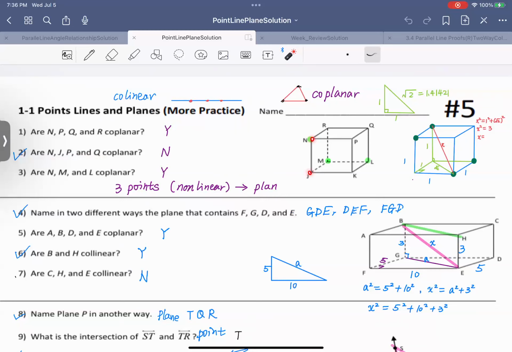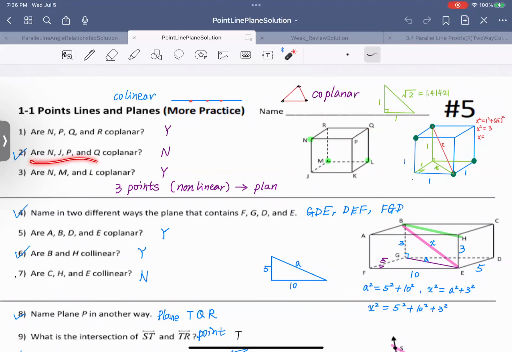So here, N, J, P, Q. These 3 points are on the front plane. This Q is on the back plane. And they ask this here. Oh, hold on. N, P, Q, R. Oh, sorry, I saw the wrong one. N, P, Q, R. It's on the top plane. So it is coplanar. So you say yes.